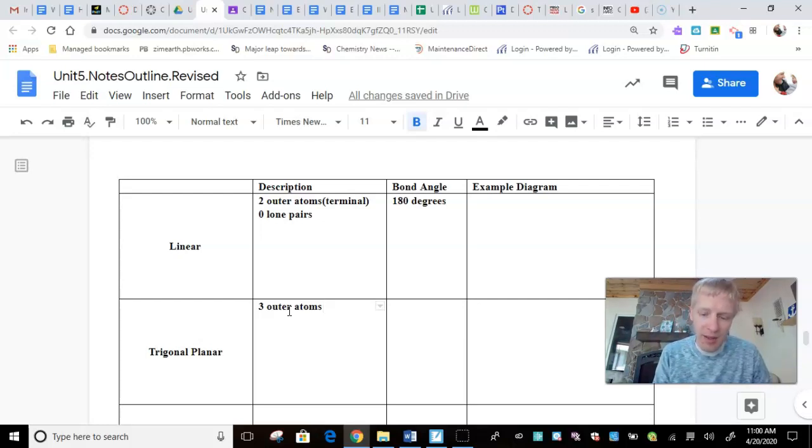Alright, 3 outer atoms. And it has, again, 0 lone pairs. So, very similar to linear, the difference is we have an extra outer atom. So we're going to have 4 total atoms instead of 3. And this is going to be 120 degrees.